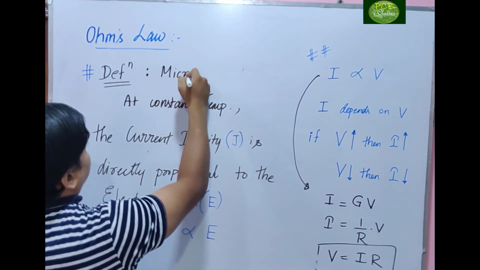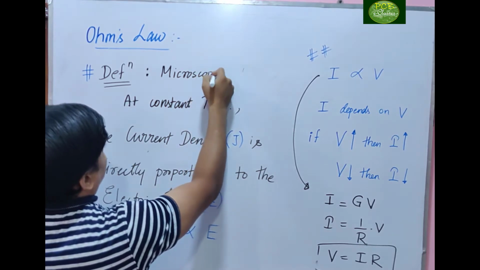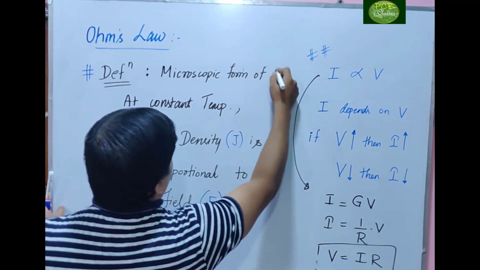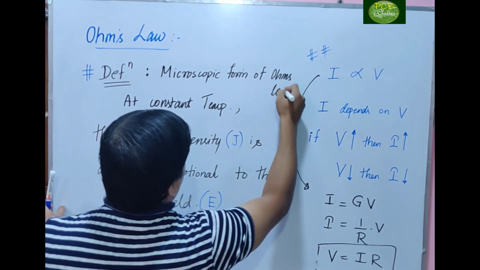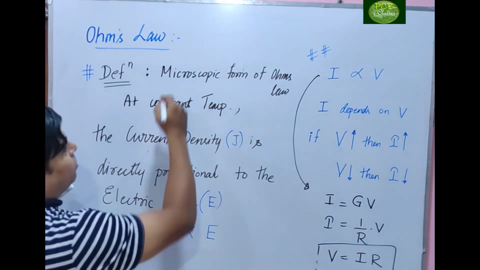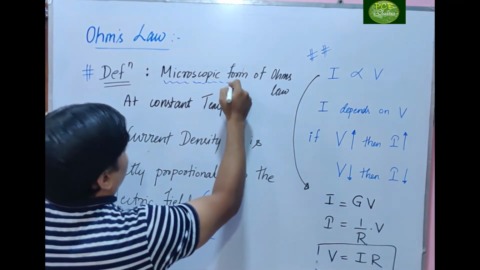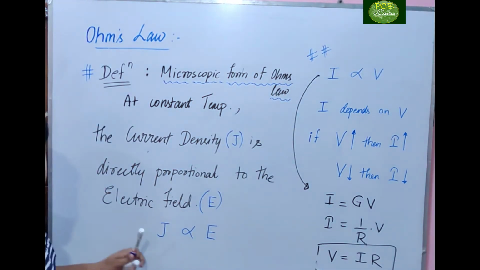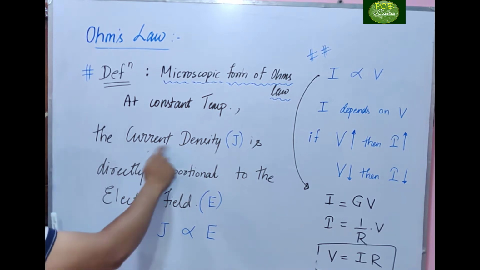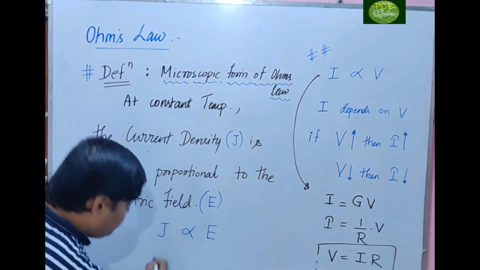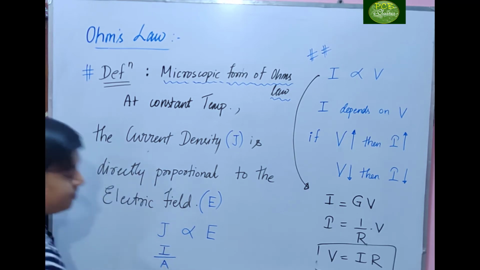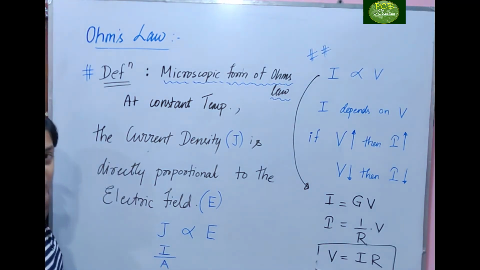microscopic form of Ohm's law. Microscopic form of Ohm's law. Fine. So what it says, J is proportional to E. Current density means what? It's physics. Current density means current per unit area.